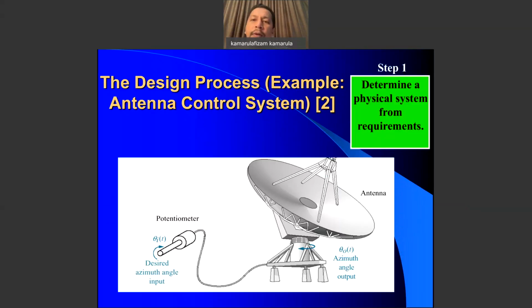So this is roughly how the antenna may look. They have an input potentiometer because you want to control the angle of the antenna, and then you want to know whether the antenna is facing the right angle. So you have two things here: a potentiometer, and another potentiometer at the antenna. So this is the basic thing.